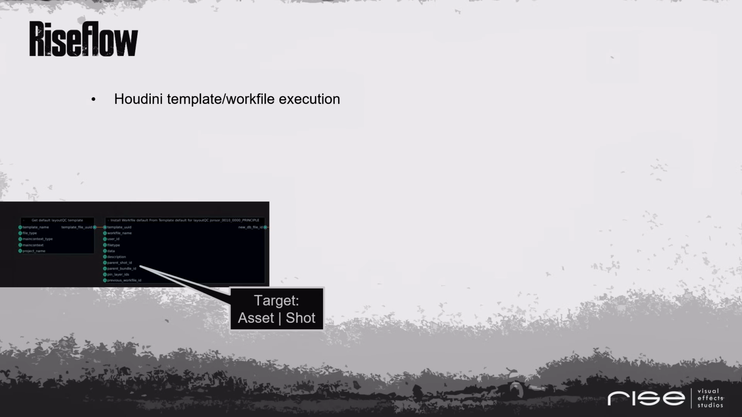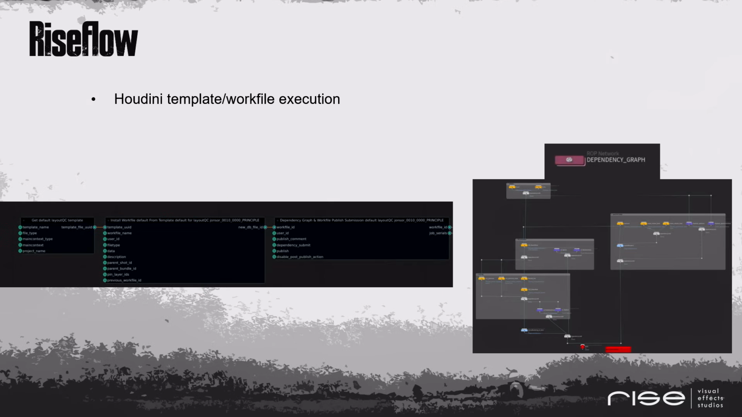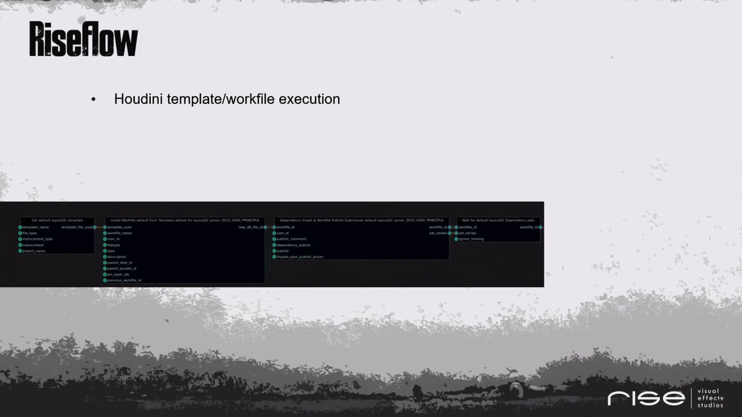It also can set parameters on the control node based on the user interface of the RiseFlow actions. After installing the work file, the next node will submit the dependency network in the file that is connected to the main submitter node. The network can include simulations, caches, renderings, or USD layer exports. Afterwards, the graph will wait until the dependency network has successfully been evaluated on the render farm.